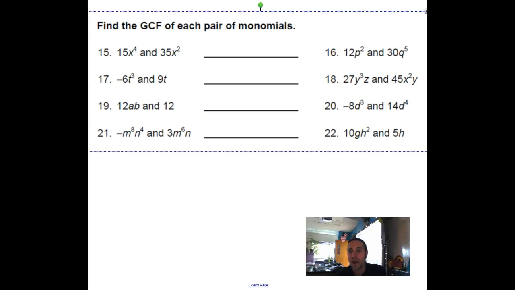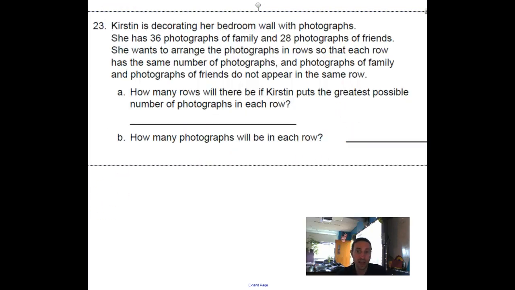You got it down. Try these next problems, and actually there's a word problem here at the end, and I'll give you a little hint. On this word problem, the first thing you need to do is find the greatest common factor of both 36 and 28. The second thing you need to do is then divide 36 by that greatest common factor and 28 by the greatest common factor. And that will help you figure out how many photographs need to be in each row.